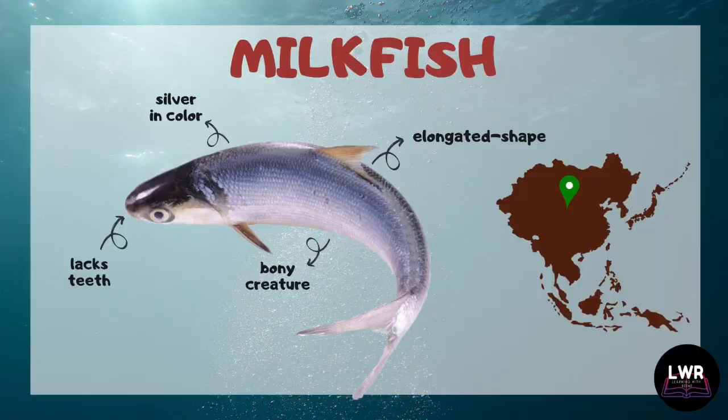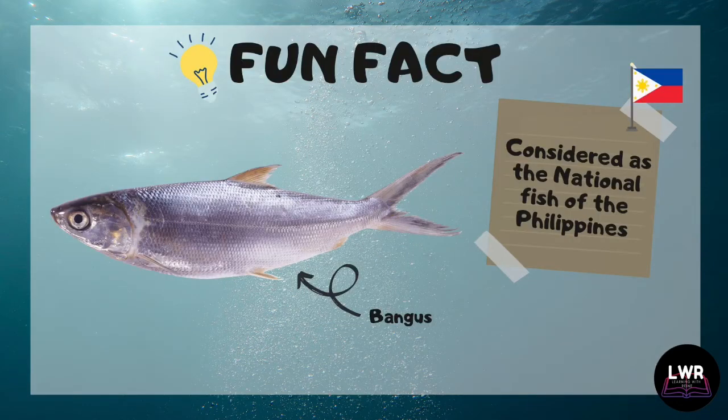Milkfish. A milkfish that is famously known in the Philippines as bangus has an elongated shaped body that is silver in color. It lacks teeth, but it is an extremely bony creature that can grow up to 3 feet long. But some milkfish can reach up to 6 feet in length. It is considered an important fish in Southeast Asia, and it is one of the world's most significant farm fish, which is usually produced in Indonesia and the Philippines. Fun fact: milkfish or bangus is considered as the national fish of the Philippines.